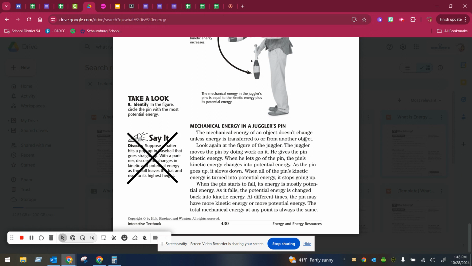Look again at the figure of the juggler. The juggler moves the pin by doing work on it. He gives the pin kinetic energy. When he lets go of the pin, its kinetic energy changes into potential energy. As the pin goes up, it slows down. When all of the pin's kinetic energy is turned into potential energy, it stops moving. When the pin starts to fall, its energy is mostly potential energy. As it falls, the potential energy is changed back into kinetic energy. At different times, the pin may have more kinetic energy or more potential energy, but the total mechanical energy at any point is always the same.